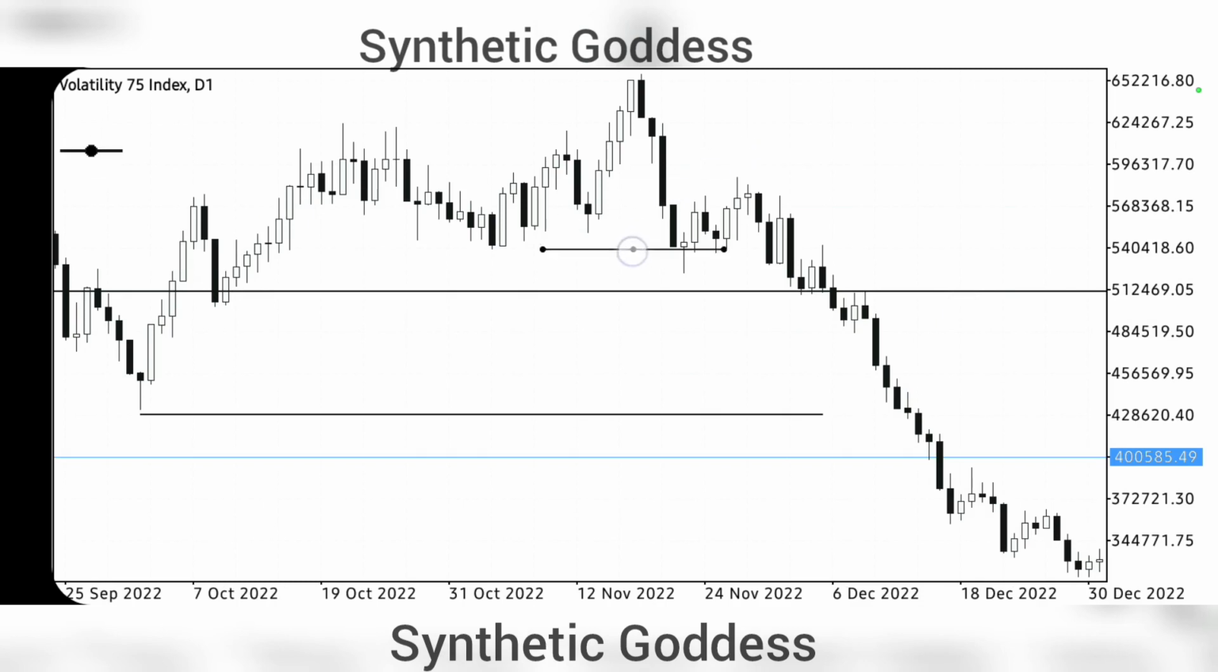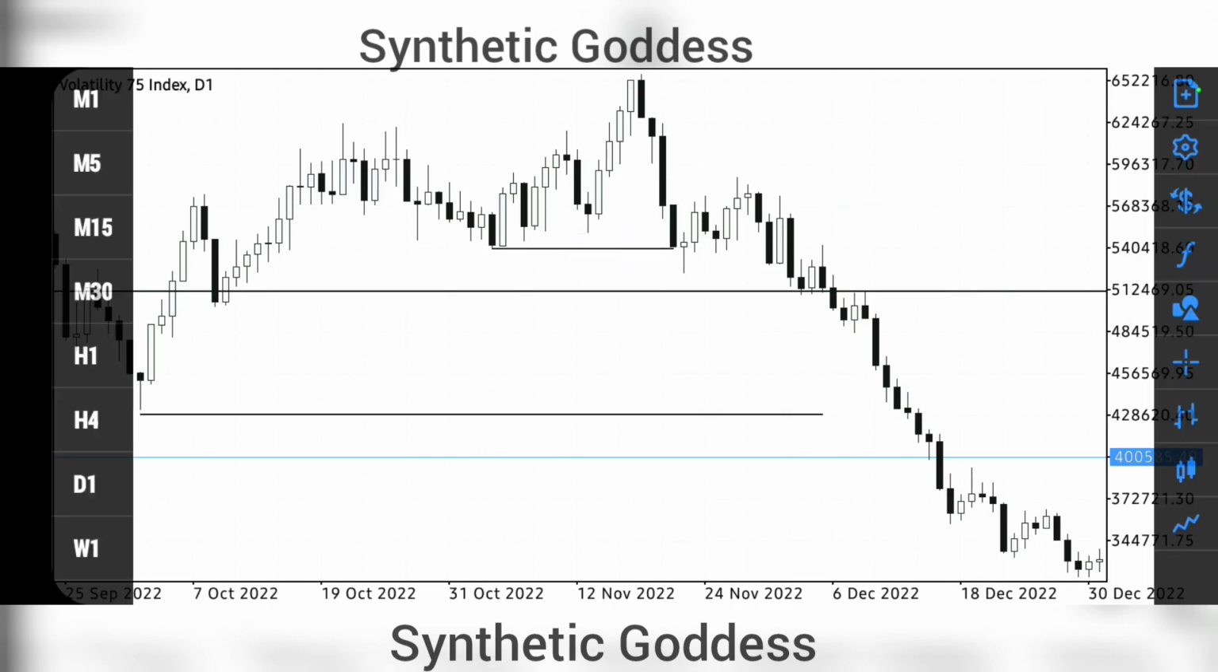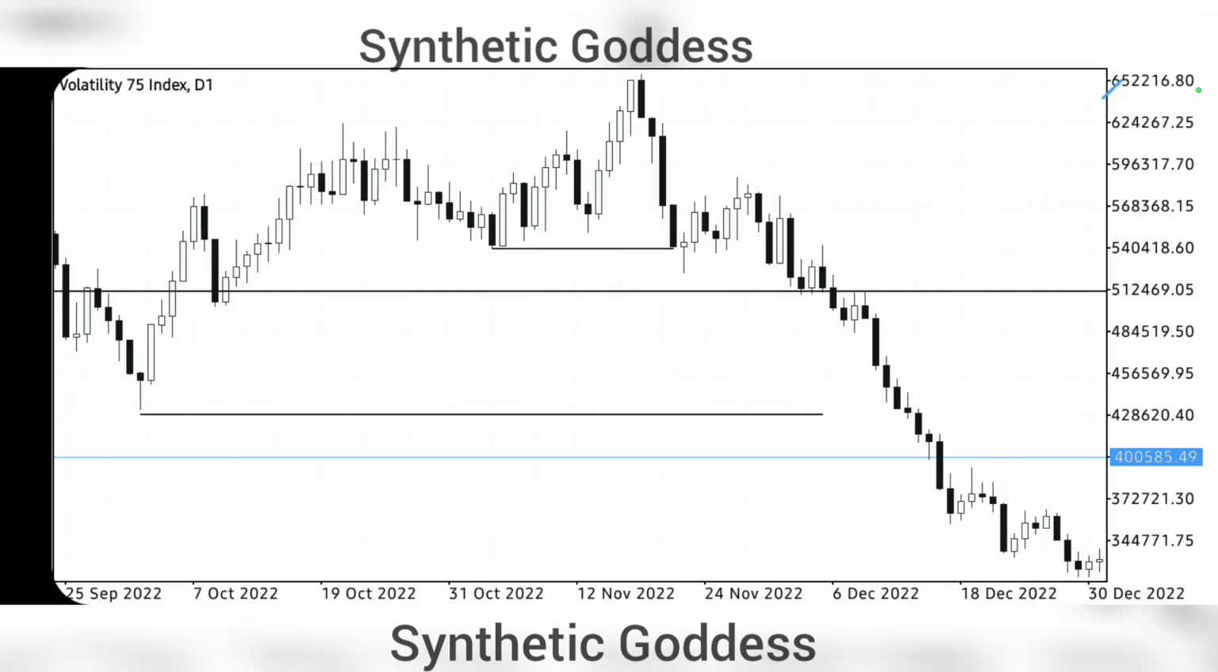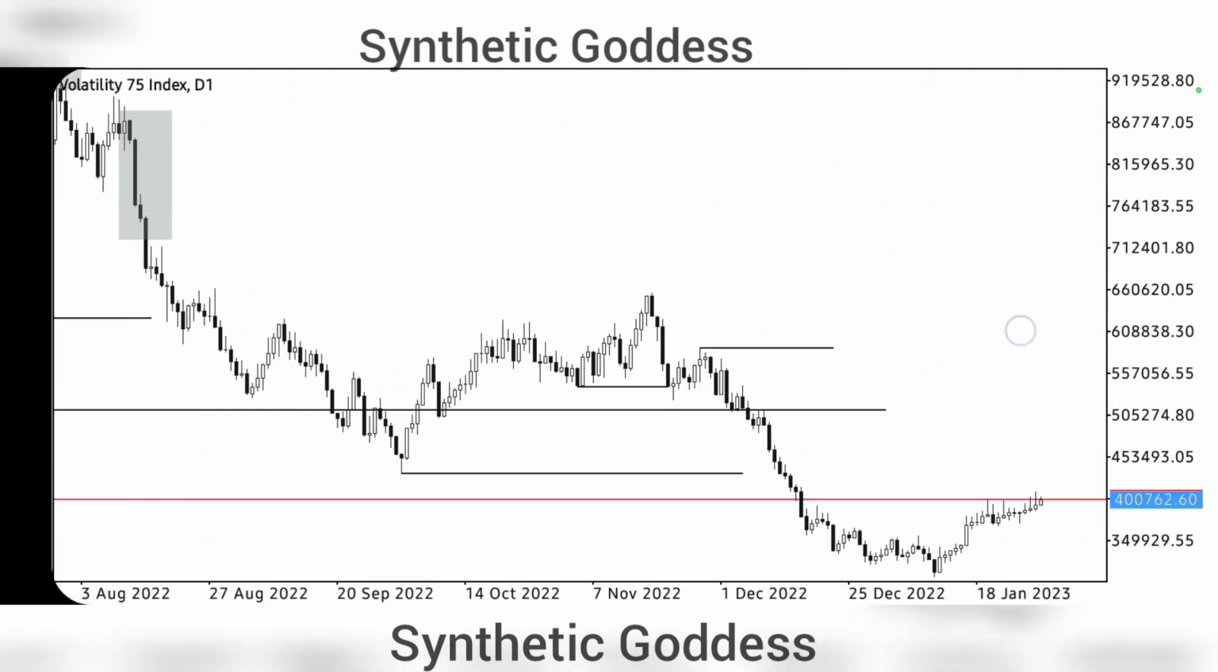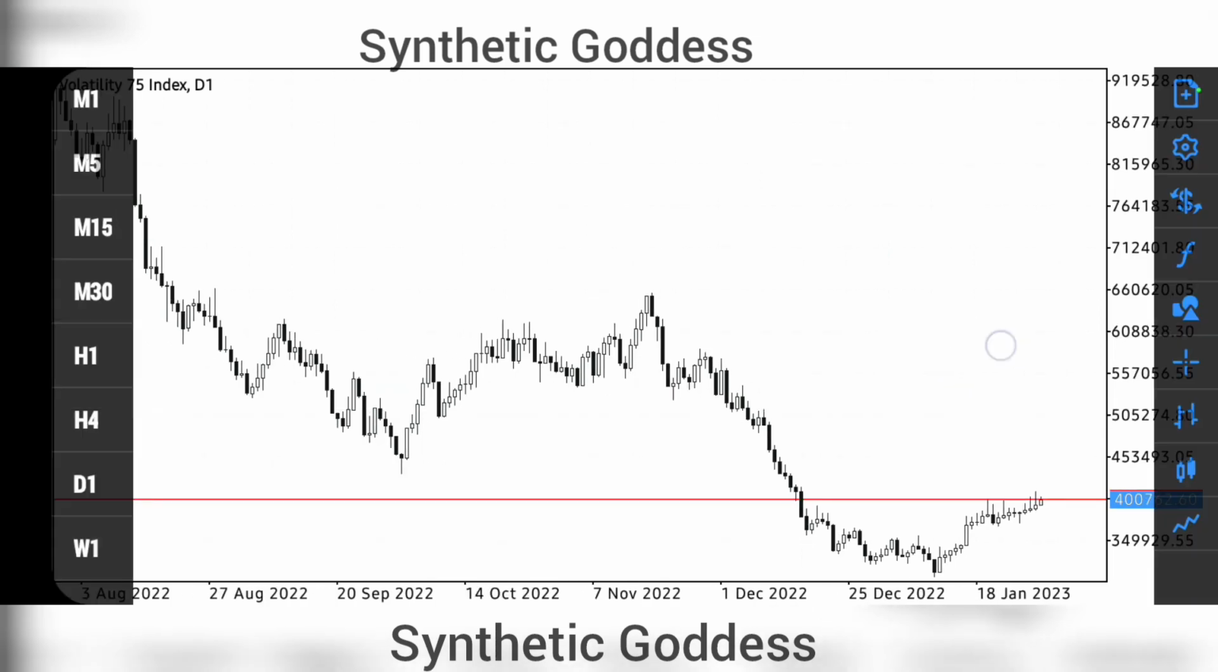So basically we had our first break of structure here. So where is our inducement on this time frame? This is our primary inducement for this particular time frame. So we had this break of structure to the downside, and where is our secondary inducement?